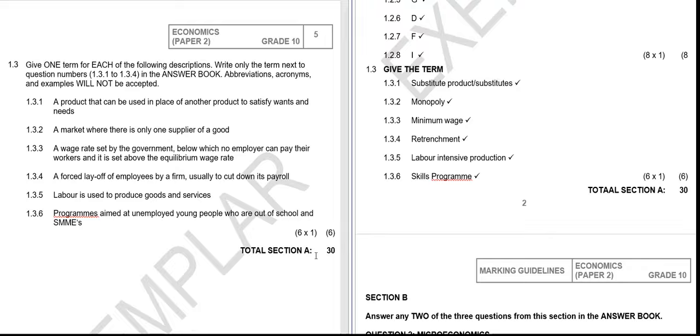From the next stage, we are going to present the questions, and we align them to the correct responses from our marking guideline.